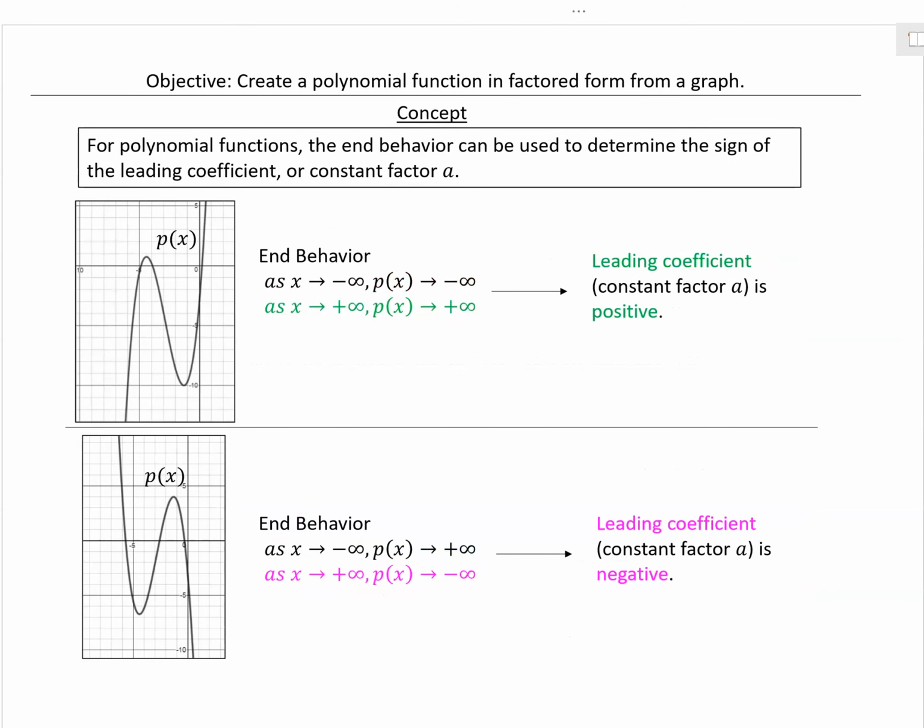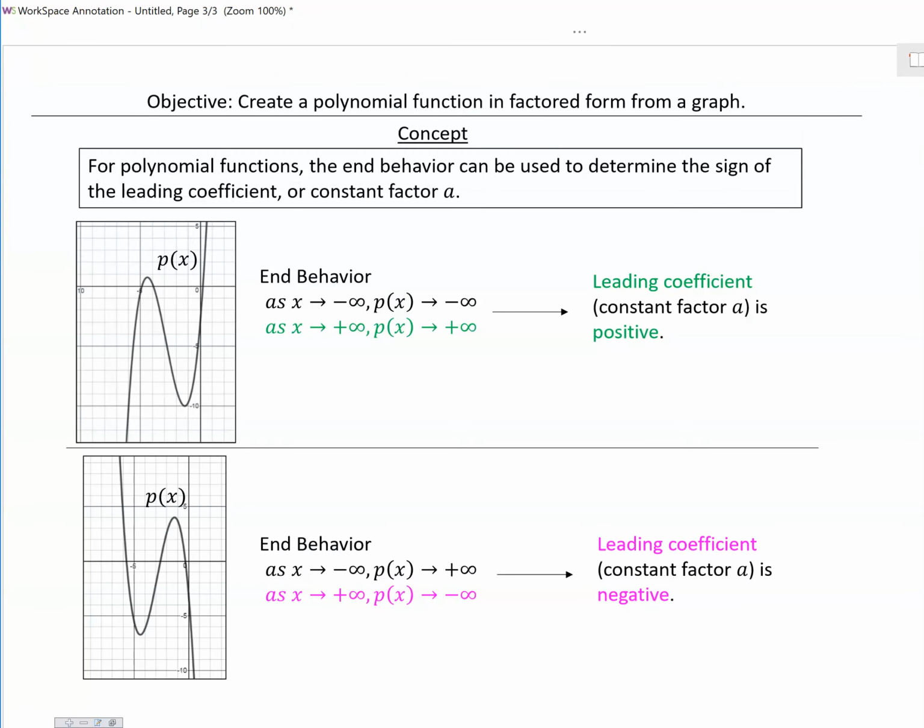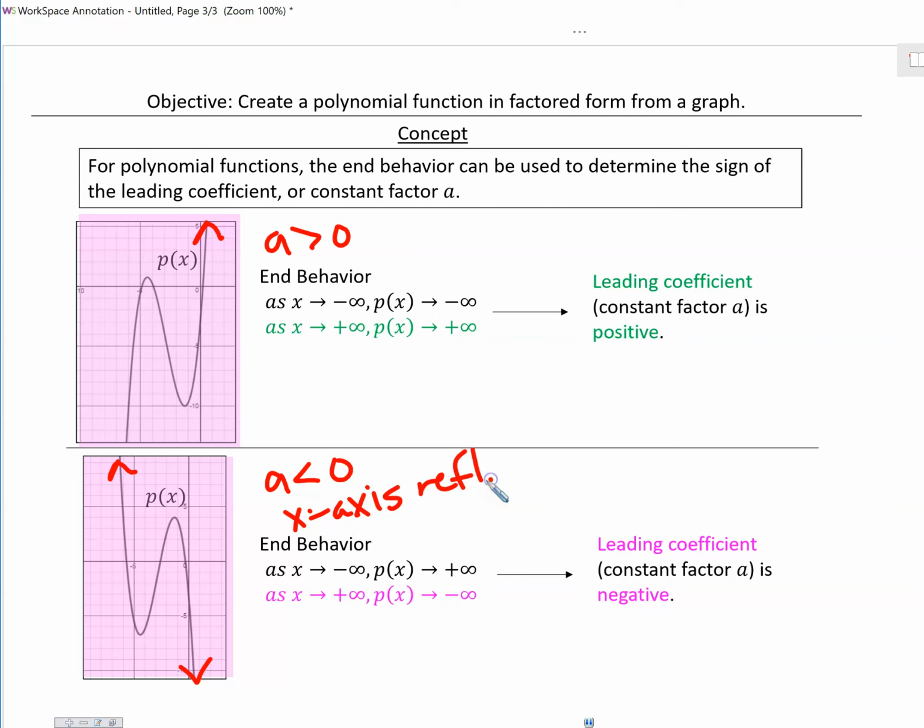So for our cubics, this one right here, this is when our a is positive. The right end goes up to positive infinity. And so here our a is positive. There's no x-axis reflection. Here, where it flips, and now our right end goes down and our left end goes up, that's when our a is negative and there is an x-axis reflection. So that's one way to look at it.